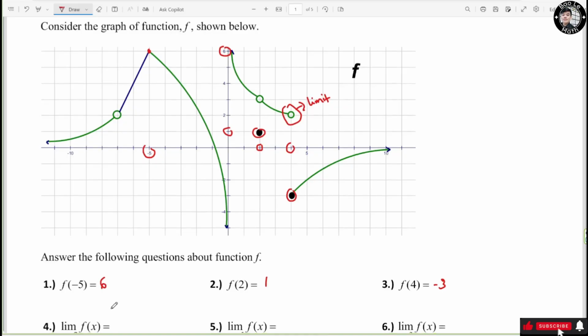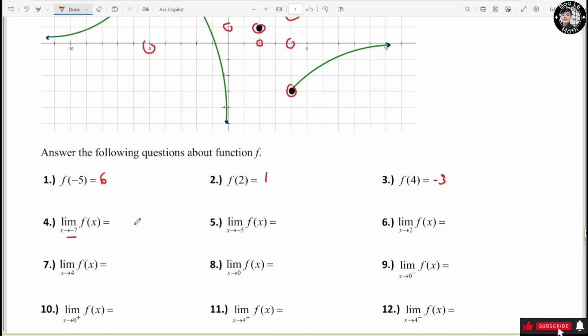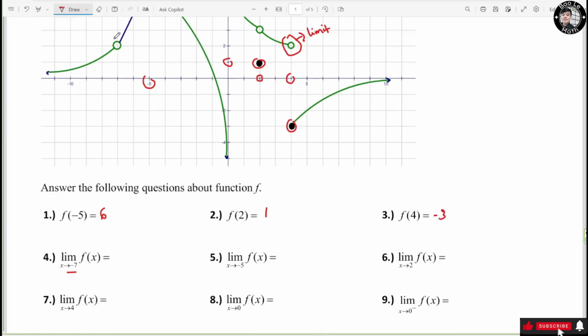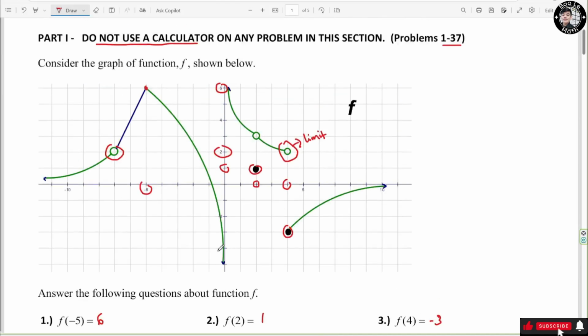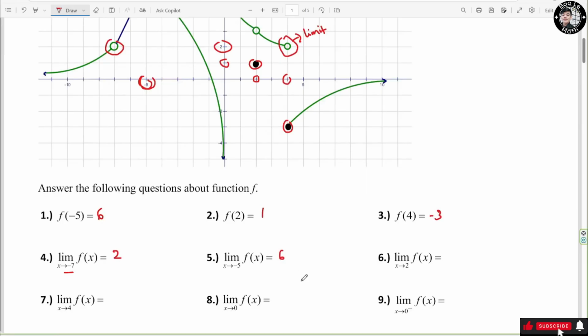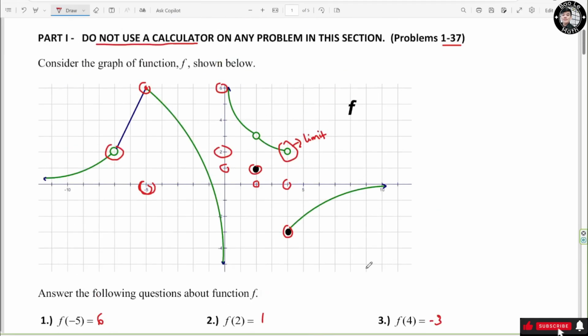Question 4, limit of f(s) when s approaches -7. So -7 is right here. So the answer should be right here. It could be 2. Now question 5, limit of the function f of s when s approaches -5. -5 right here. It's still 6, right? Question 6, limit of the function f of s when s approaches 2. S approaches 2, it should be right here. The answer should be 3.